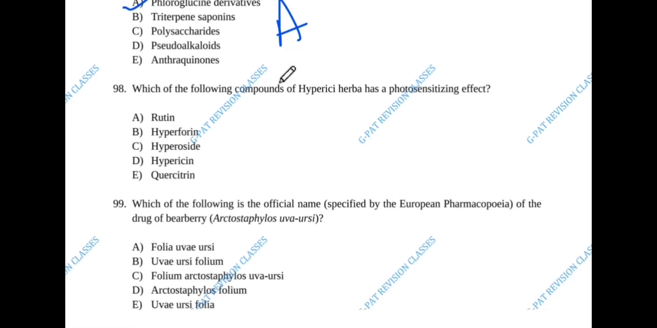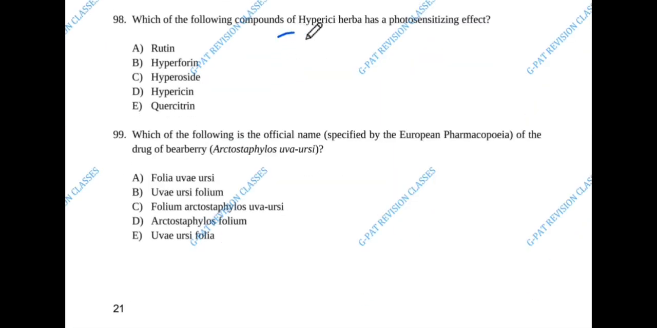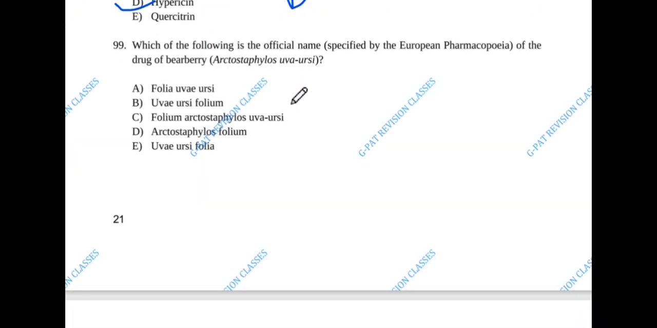Next is question number 98. Which of the following compounds of Hyperici herba has a photosensitizing effect? The answer is D, hypericin. The answer is D.